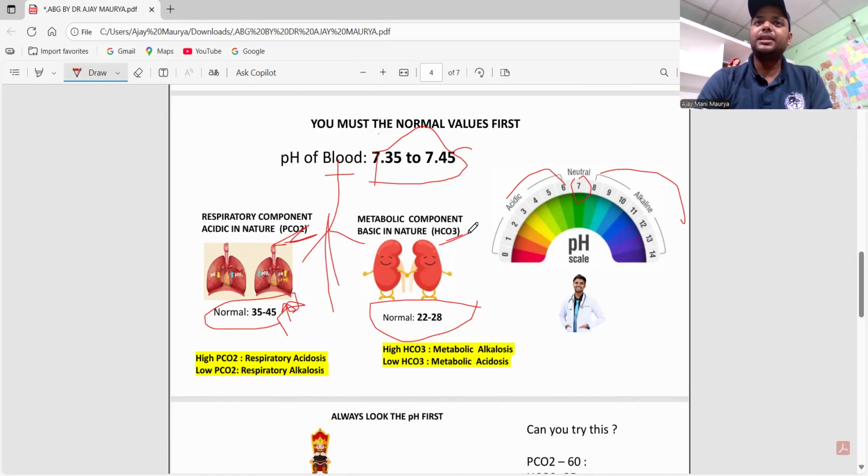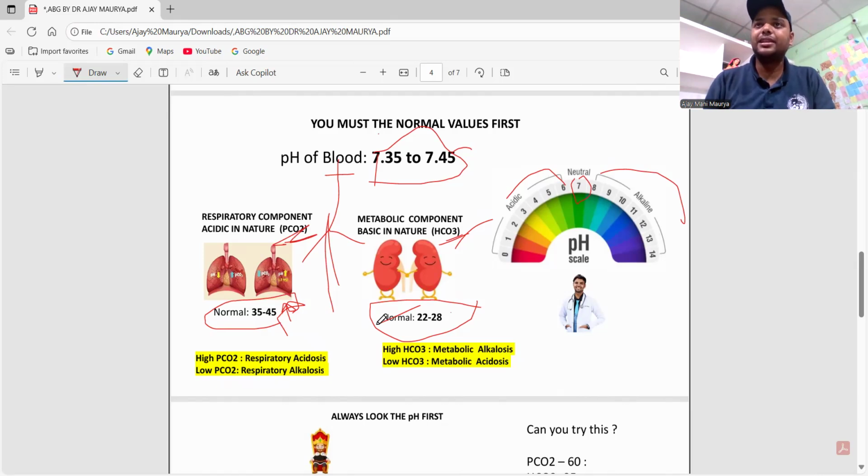Bicarb is a base. If there is more base, it will land up in alkalosis. If there is less base, less bicarb, then it will land up in acidosis. CO2 is acidic. If there is more CO2, it will land up in acidosis. Less CO2, alkalosis.